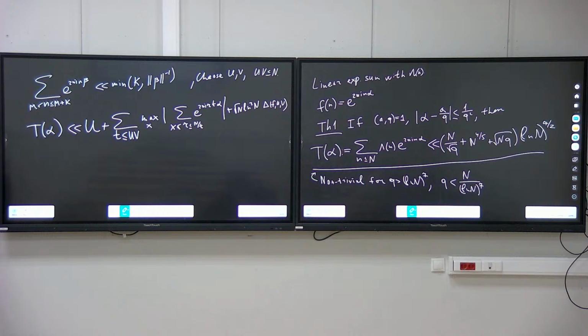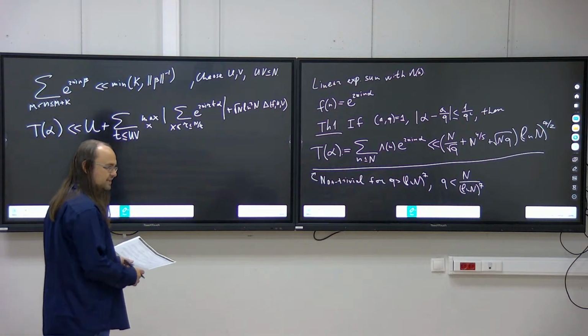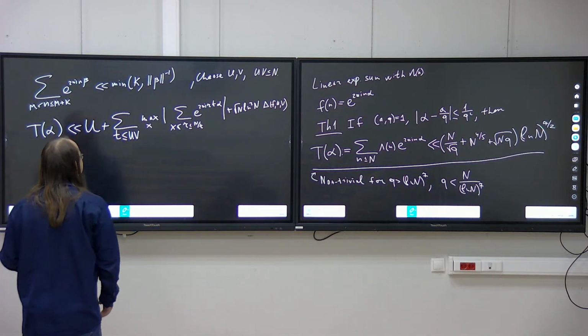Then you bound your stuff and you get the desired result. Let me show you the bound without much explanation, if it's possible.